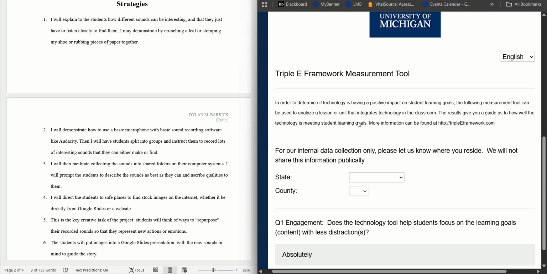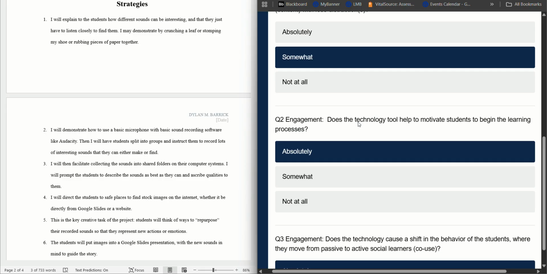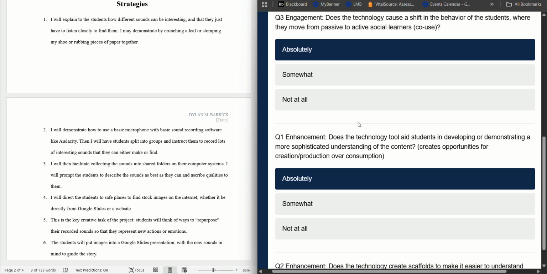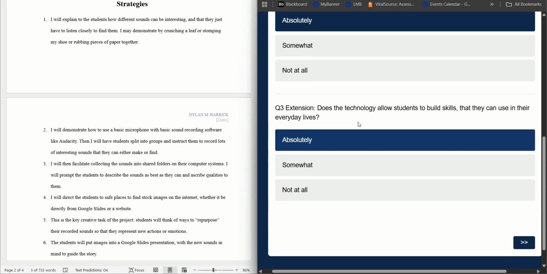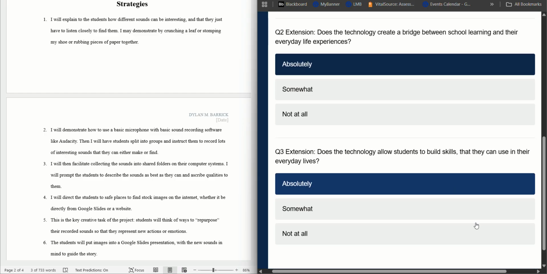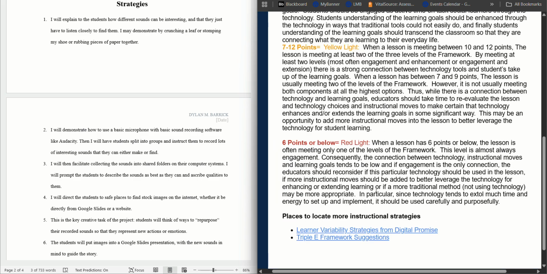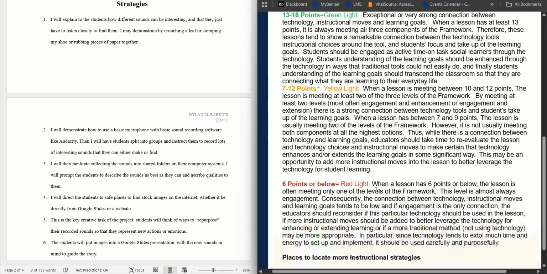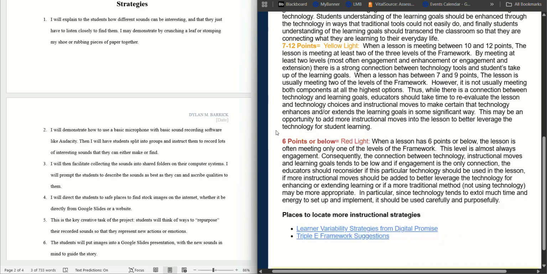So as a quick review, we have somewhat for engagement, absolutely for engagement, absolutely for engagement. Then enhancement, we have absolutely, absolutely, somewhat, and extension, we have not at all, absolutely, and absolutely. So the big thing to change would be opportunities for students to learn outside of their typical school day. And we have 14 out of 18 points, which is in the green light zone. It is meeting all three components of the framework. So I think we're at a pretty good spot, but definitely spots where I could improve.